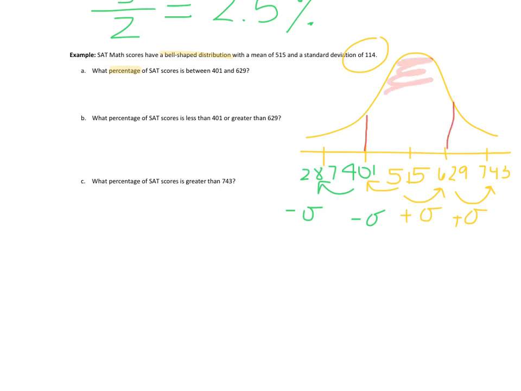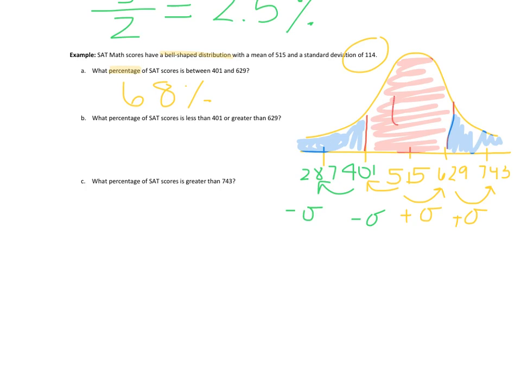All right, well, 401 and 629 are how many standard deviations away? Just 1 standard deviation. So according to our empirical rule, approximately 68% of the observations are within 1 standard deviation. So there you go. We're looking at 68%. And now something similar, what percentage of SAT scores is less than 401? So this area right here, less than 401, and then greater than 629. So to the left of 401, to the right of 629.